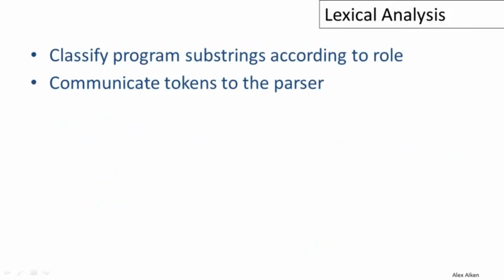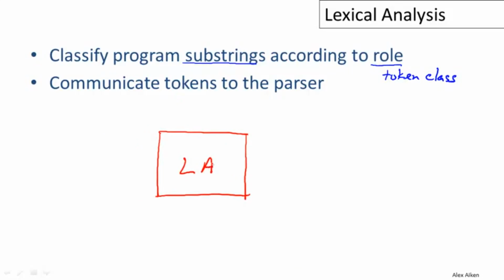So the goal of lexical analysis is to classify substrings of the program according to their role. This is the token class. Okay, is it a keyword, a variable, an identifier? And then to communicate these tokens to the parser. So drawing a picture here, let's switch colors. The lexical analyzer communicates with the parser.